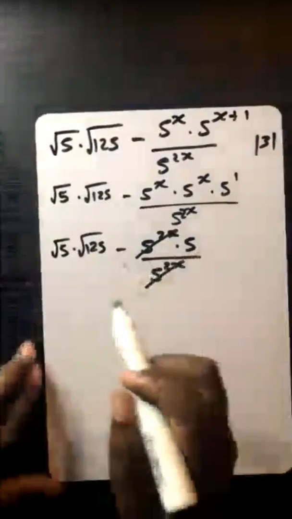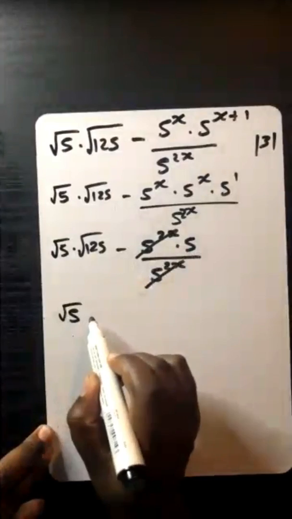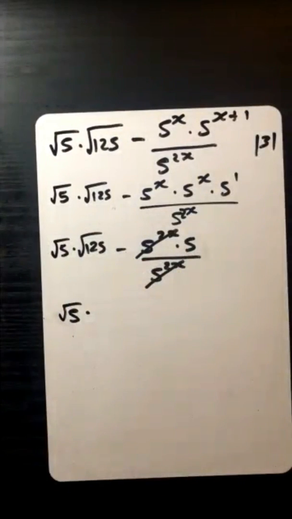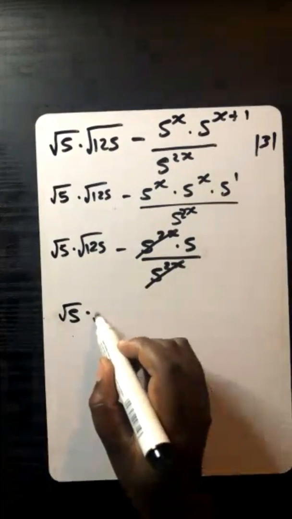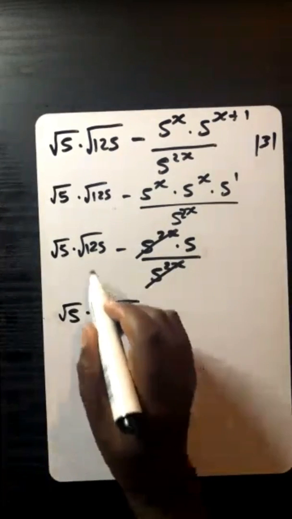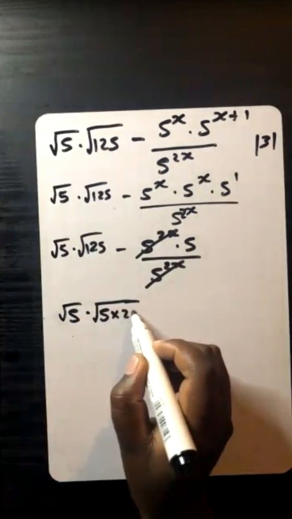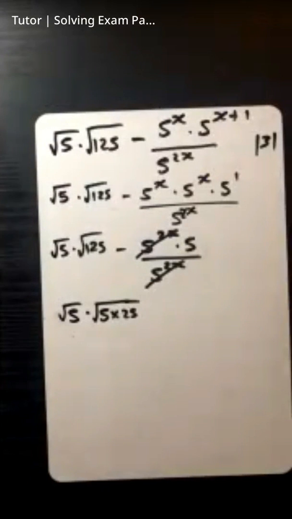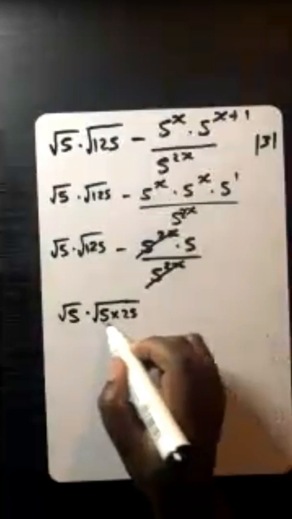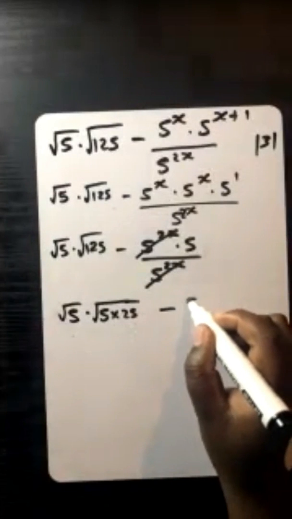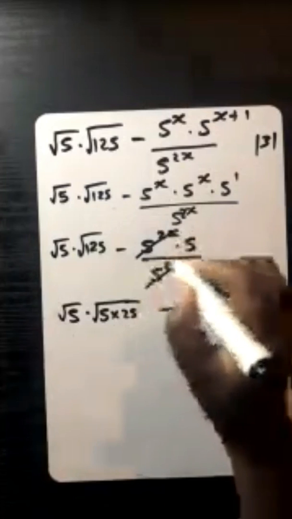Then you remain with square root of 5 multiplied by what is that, guys? Do we know what is square root of 125? I think it's 5 times 25. Yes, it's 125. Then you write it in that way, and you say minus. Remember, there you remain with 5 because those cancelled.